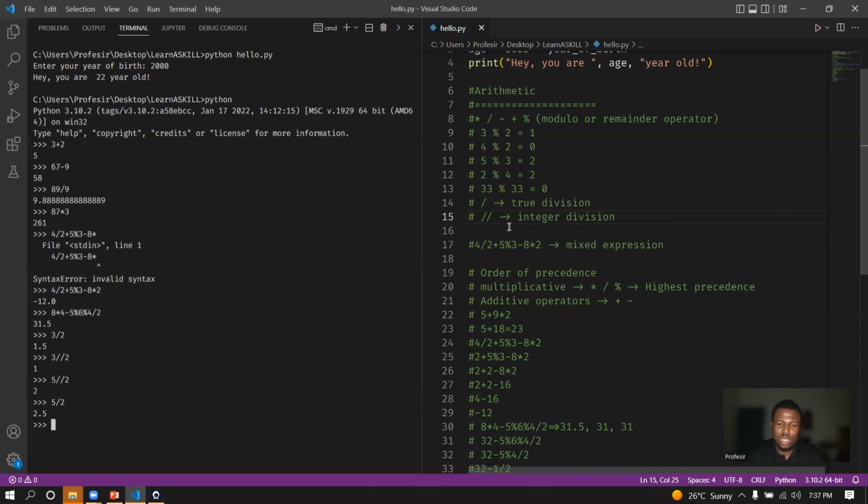So in Python, we have true division and we have what? Integer division. The true division is the default. So if you want to do integer division, which comes in handy, there are times in code that you want to do integer division, you use that.